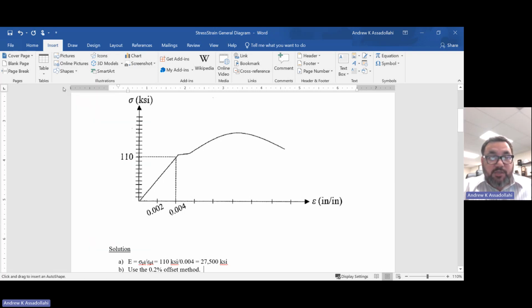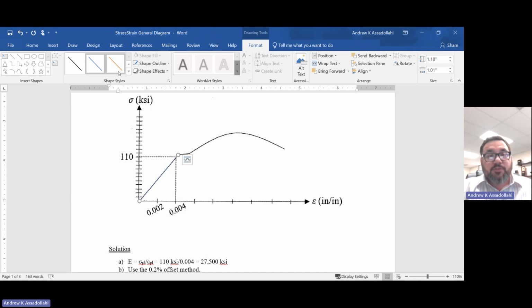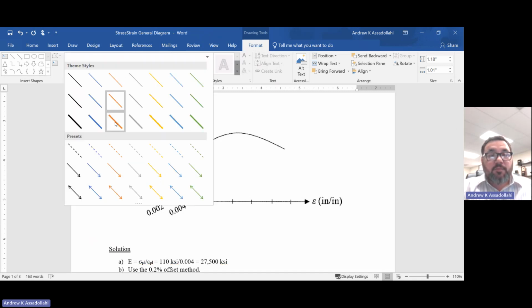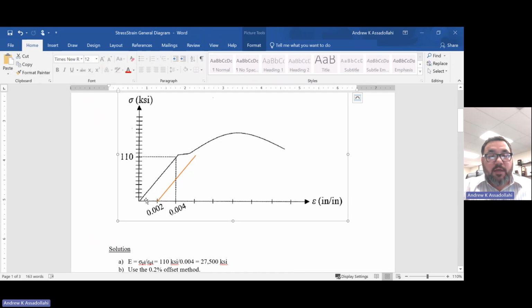We're going to go to this line shape here, and I'm going to draw the line right on top of the linear portion, and I'm going to change its color to a bold orange just to make it a little bit more noticeable. Then I'm going to drag it over to where the end of the line starts at 0.002. I drew it right on top of the existing linear elastic region because I wanted to capture the correct shape and slope of that line.